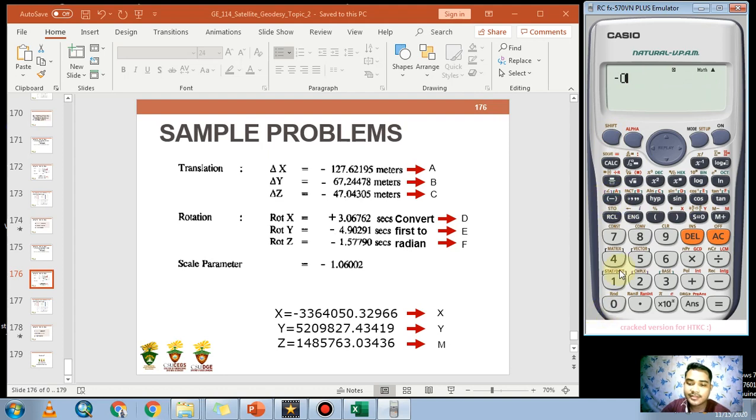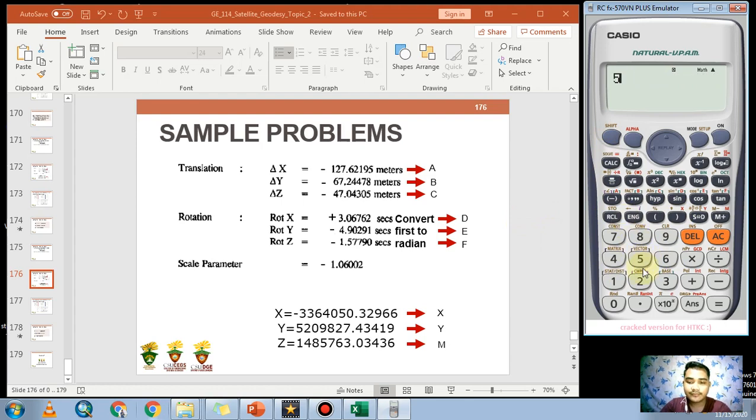Last one is negative 0 degrees, 0 minutes, 1.57790 seconds times pi over 180 equals, sama na siya, i-store sa memory F. For X, Y, and Z, we have negative 3364050.32966, store sa memory X.